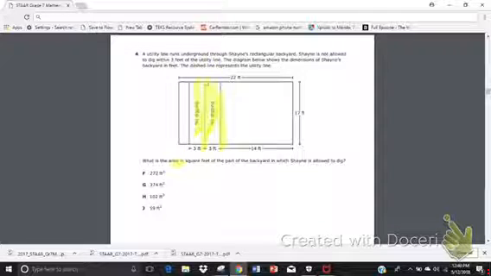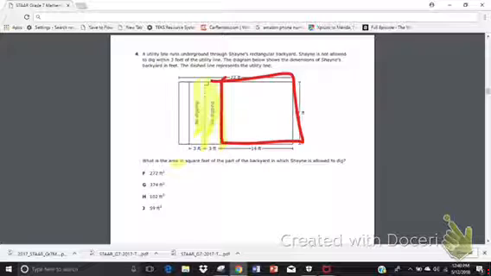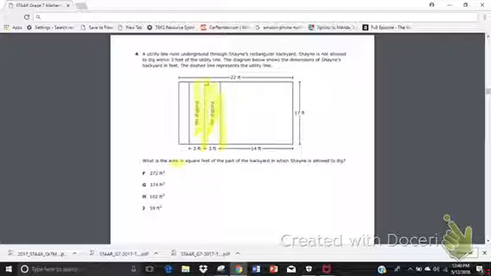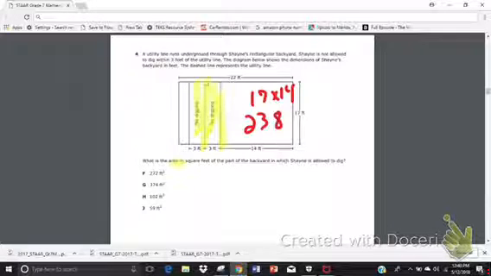All right, so here, kiddos, we have a parallelogram, or a rectangle. The formula for the area of that is area is equal to the base times the height, or length times width. So when you do that, you end up establishing 17 times 14. The area of just that section right there is 238 feet squared.